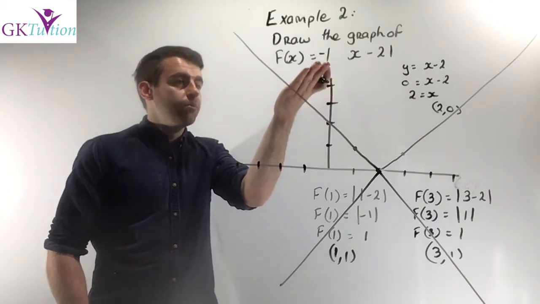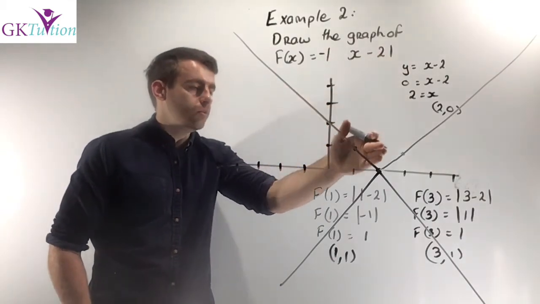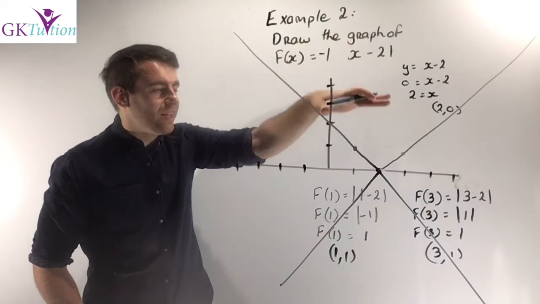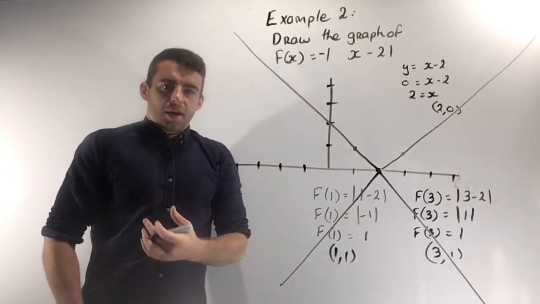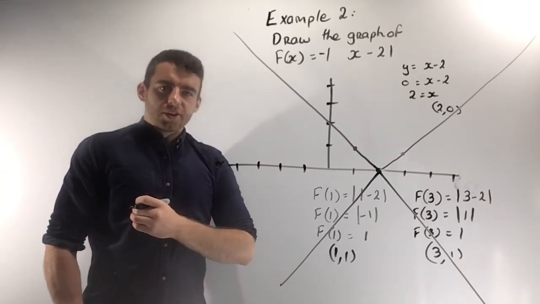So if you were to do minus the absolute value of x minus 2, your graph would be basically a mirror image of this one, mirrored through the x-axis. I'm going to give you a few questions now that I want you to try yourself.